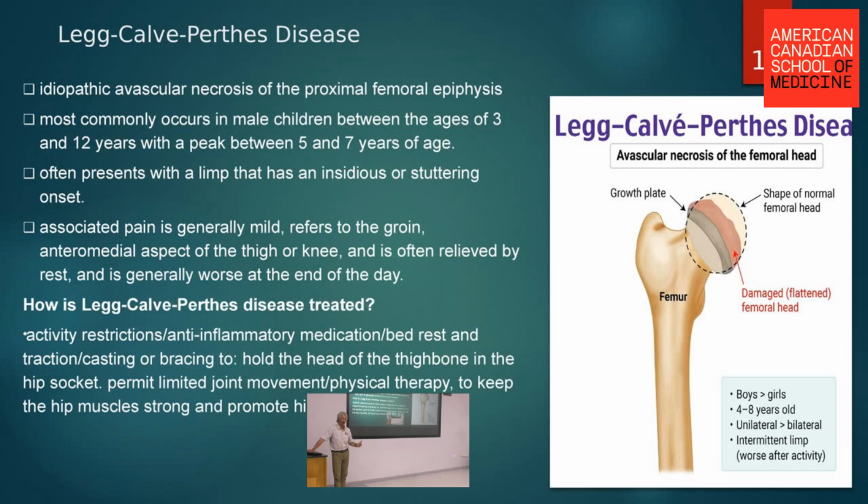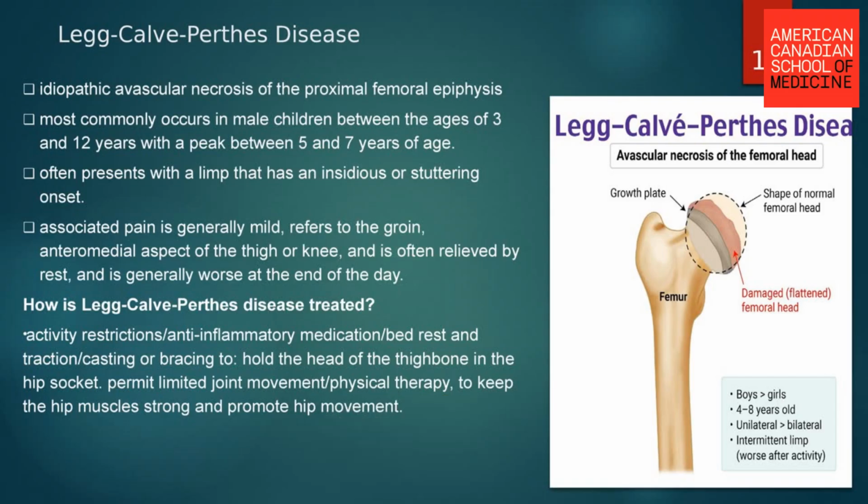Remember, hip pain can refer to the groin, the thigh, the knee, the buttock area. It's generally treated with restricting activity, anti-inflammatories, bed rest, sometimes traction, casting, depending on the age. It's a difficult condition to treat, and ultimately, if not diagnosed early enough, these kids will go on to have an early hip replacement. Considering hip replacements usually only last about 20 years, to see this in a young person, they're going to probably have to have multiple surgical procedures over the course of their life.